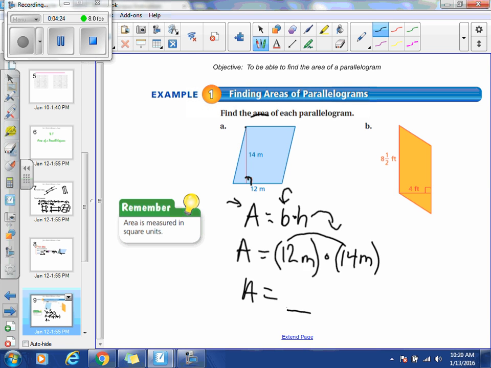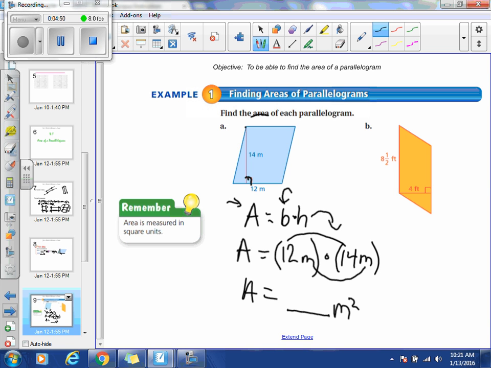Write your answer. Okay, what number is that? Then notice that I'm also taking meters by meters, meters times meters. And any time I take something times itself, I can write it to the second power. So like 2 times 2, I can write it as 2 to the second power. 3 times 3, I can write it as 3 to the second power. 4 times 4, I can write it as 4 to the second power. So m times m, I can write as m to the second power.